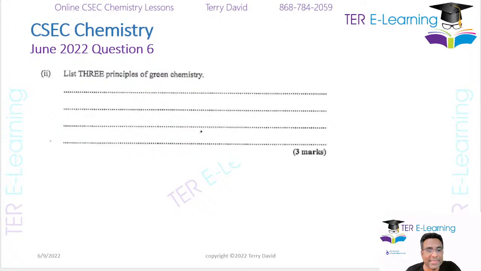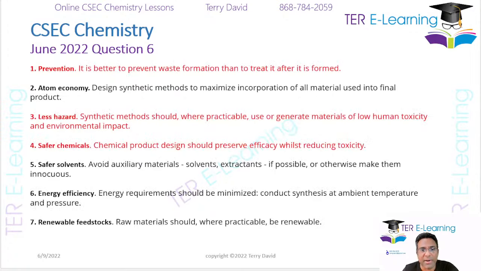The next thing here, they said, list three principles of green chemistry. So if you all read your notes, or if you happen to learn this, because I normally tell my students, learn this 2 days before the exam, because it's not something that I spend too much time teaching, right? I give you what, there are 12 principles of green chemistry, right?